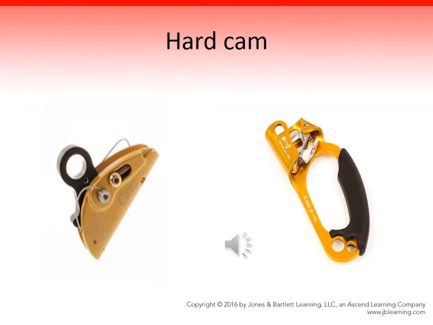Hard cams. Here we see two of the most common types of hard cams used in rope rescue. On the left is the Gibbs or general use ascender, and on the right is a handled or technical use ascender. Both operate as a cam, meaning that when force is applied, they grab the rope. They are directional use devices, meaning they are designed to travel in a specified direction and grab in the opposing direction.